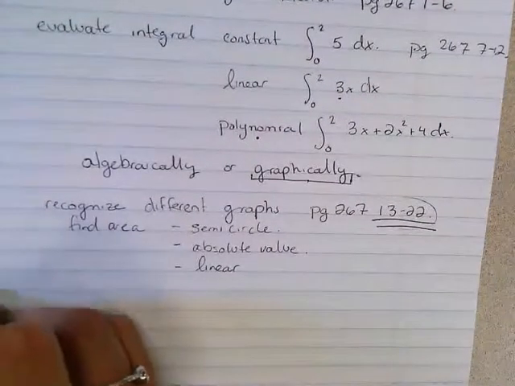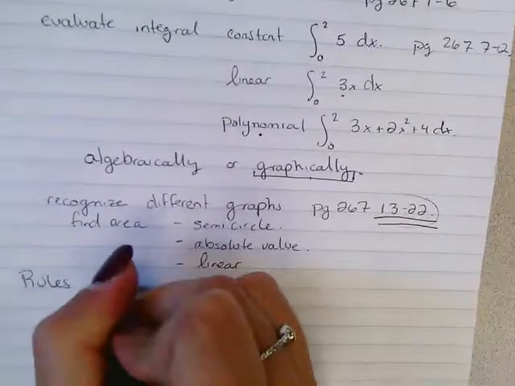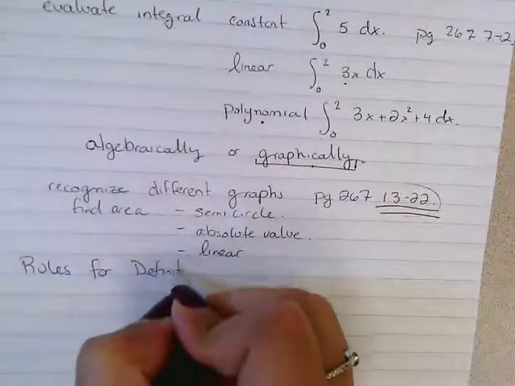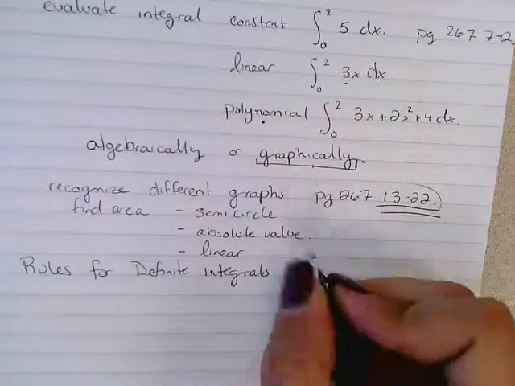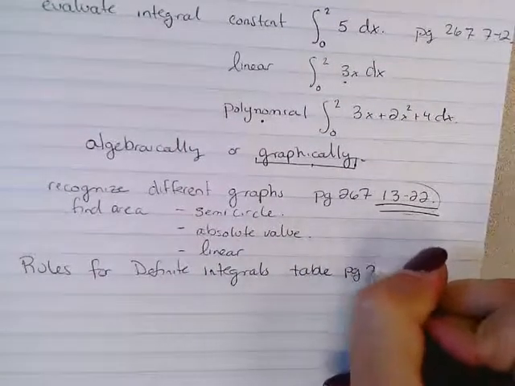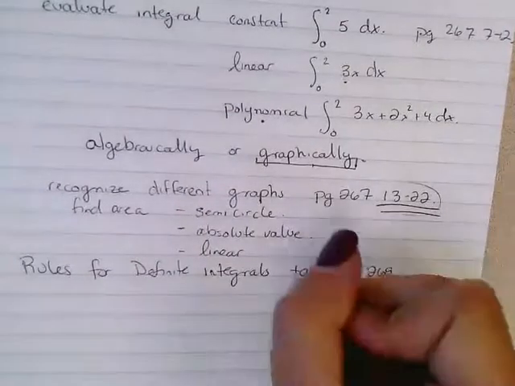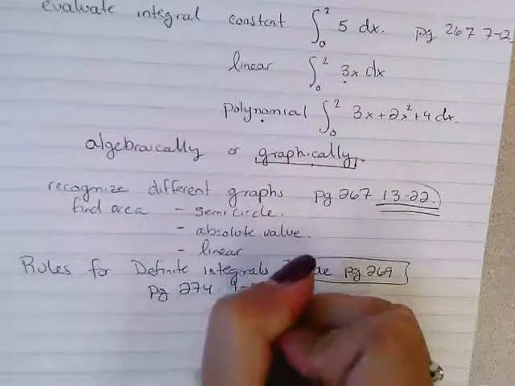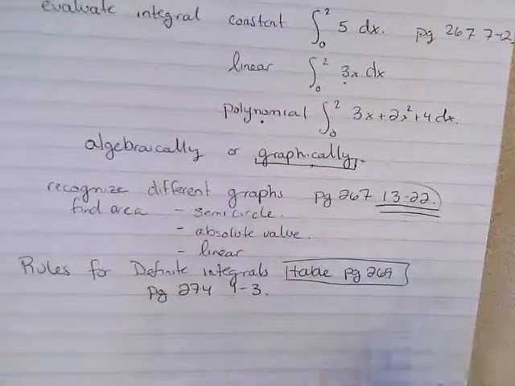And then 5.3, if you remember there's the rules for definite integral. It was from the table or in your notes on page 269. Some examples like page 274, 1 through 3, or of course 4 or 5, I mean, but those were just some of the ones.